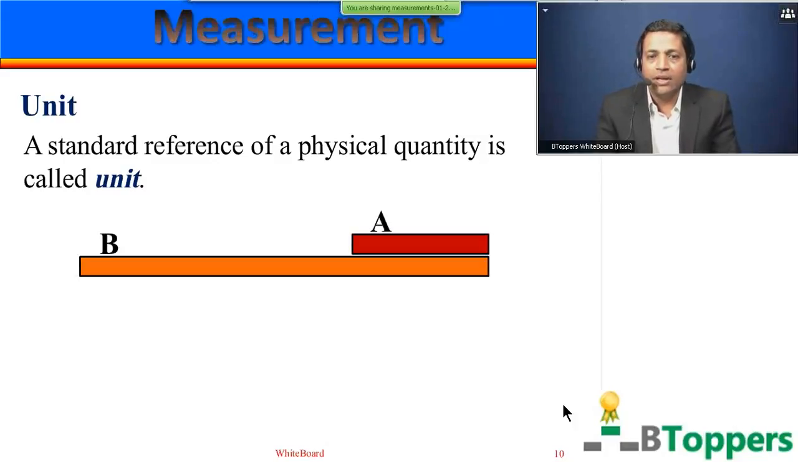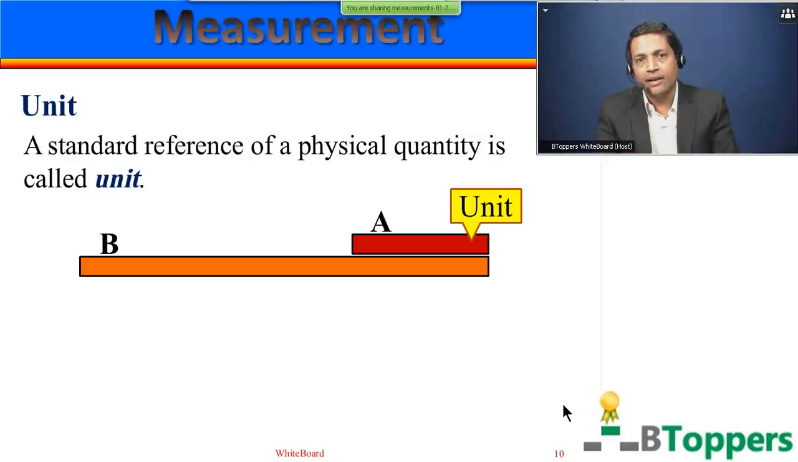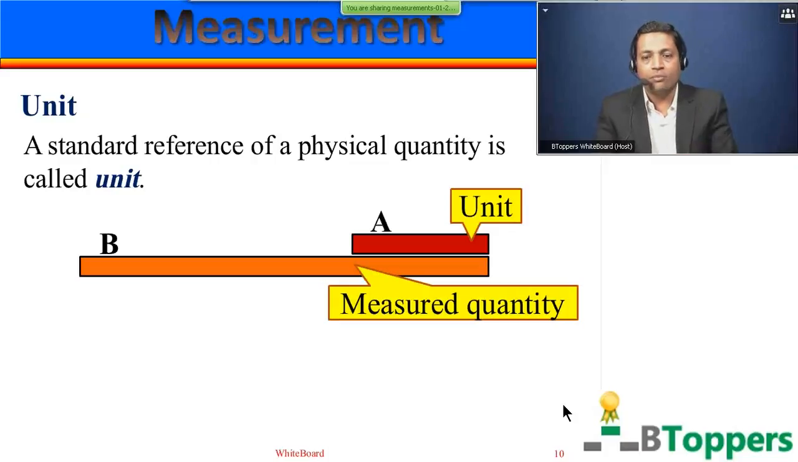So if you look at the previous example where we were trying to compare the lengths of A and B, you wanted to see how many lengths of A can be accommodated in B. So your A or the length of A can be called as unit, and the length of B that you are trying to measure can be called as a measured quantity. So in terms of A, you are trying to tell the length of B. It means B is 3 times as long as A. So A is the standard reference and B is measured in terms of A.